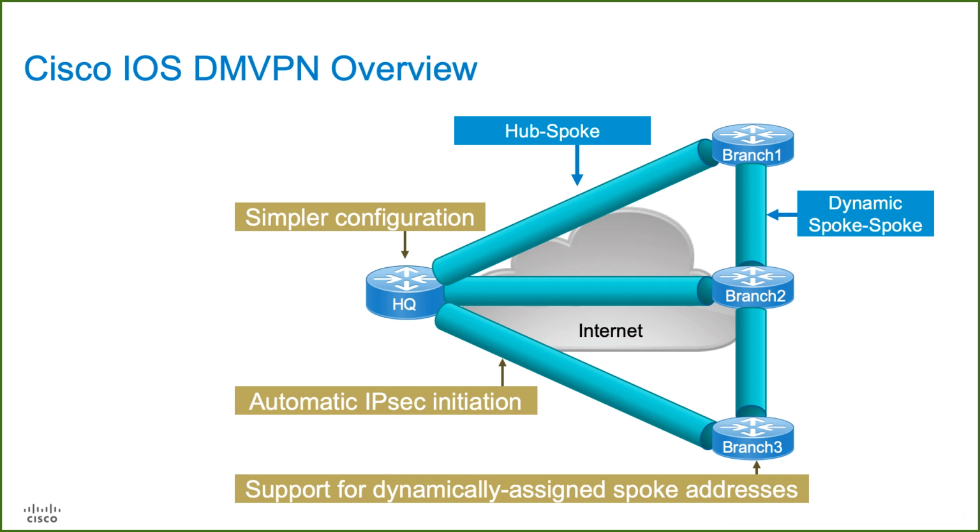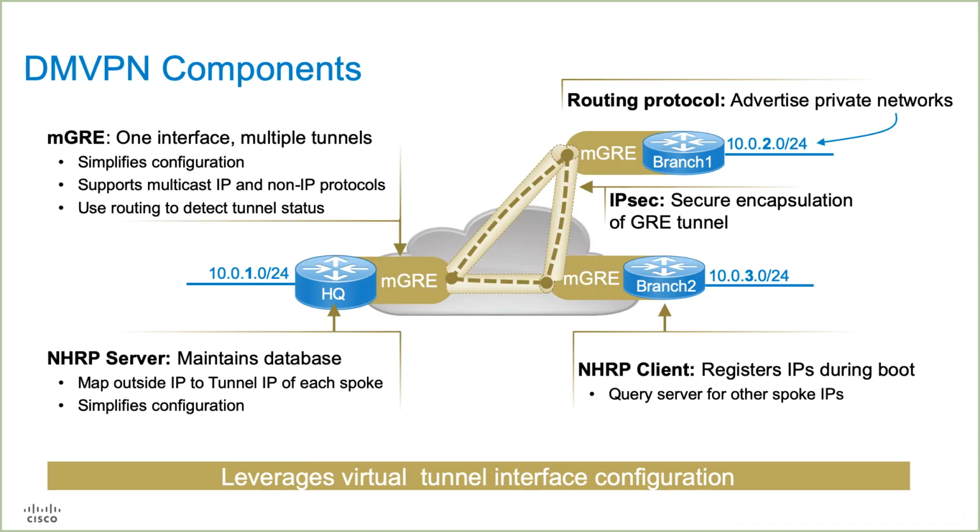Now understand, please, with all these wonderful benefits, simpler configuration, automatic IPsec initiation to protect our traffic, of course, and also support for dynamic branches or dynamic spoke-to-spoke communication, that means that there are going to be several components involved. And that's exactly what we're going to be discussing over here, our components. So let's go ahead and get on into it. First one, again, being multipoint GRE or mGRE.